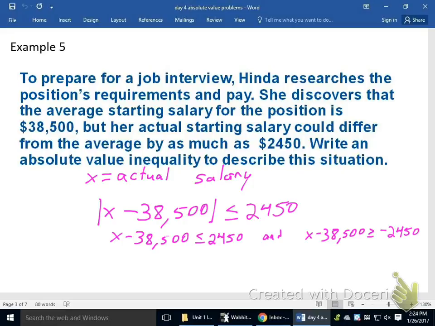Alright, so over here on the left, adding 38,500, I see x needs to be less than or equal to 40,950. So that would be the top end of what our possible salary could be. And on the low side, I'll do the same process of adding it over here on the right, and I'll get $36,050. Her salary could be as low as $36,050, as high as $40,950. Somewhere in between there is what she can actually prepare herself to get.